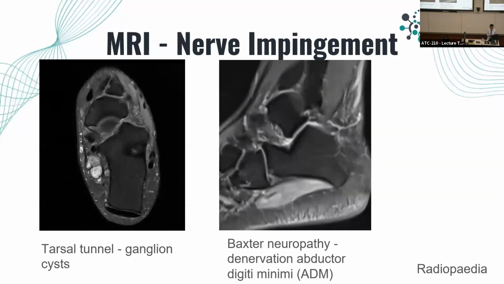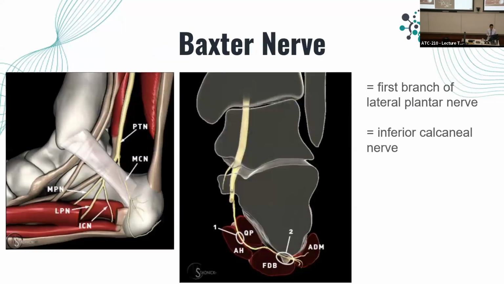And then the other thing that we can look for with MRI is nerve impingement. So we've got a good look at the tarsal tunnel in the image plane. On the left-hand side, there are lots of ganglion cysts giving you a tarsal tunnel syndrome. And then the other thing that we can look for is Baxter's neuropathy. Now, the nerve can be quite hard to see itself because it's tiny, but we're looking for any sort of denervation in the muscle that's supplied by the nerve, such as the ADM. And if you can see edema in that, then we can infer or suspect that there's some neuropathy or some sort of compression.